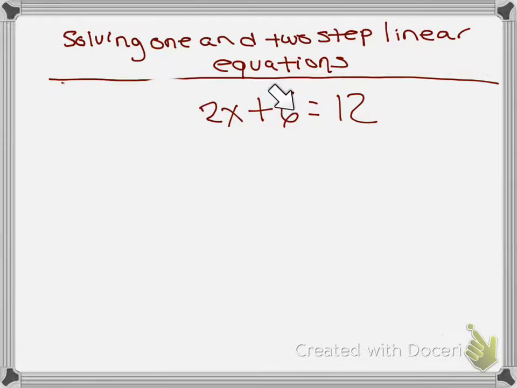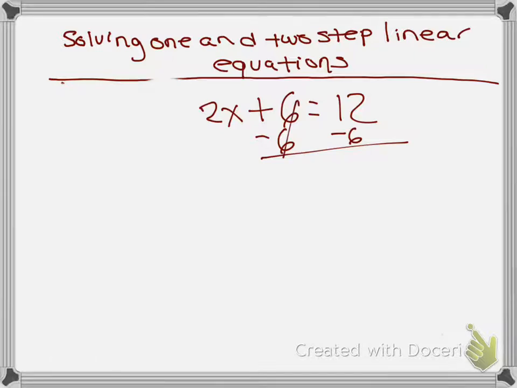If you remember your order of operations, addition and subtraction came last. Well, when you're solving equations, you can do those operations in reverse. So you undo the addition first. So I'm going to get rid of the 6. Well, I'm adding a 6, so I need to do the opposite. I'm going to subtract a 6 from both sides.